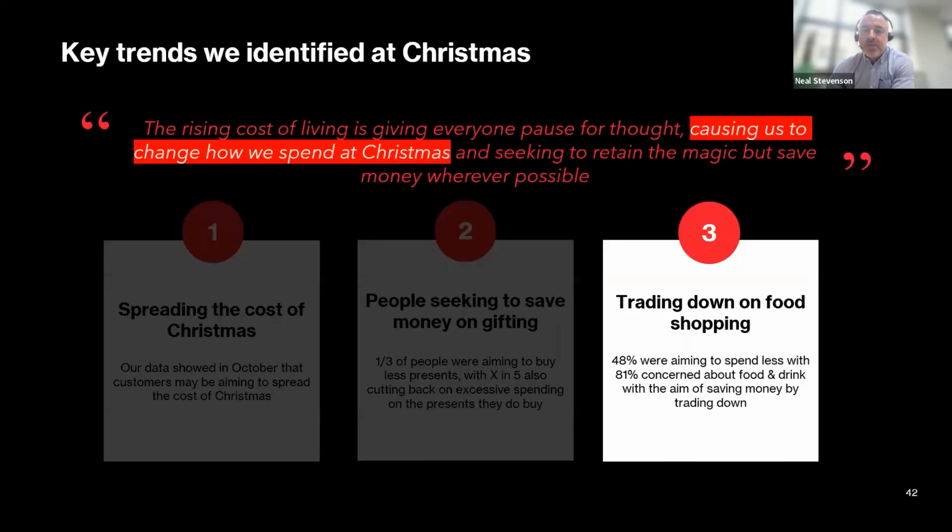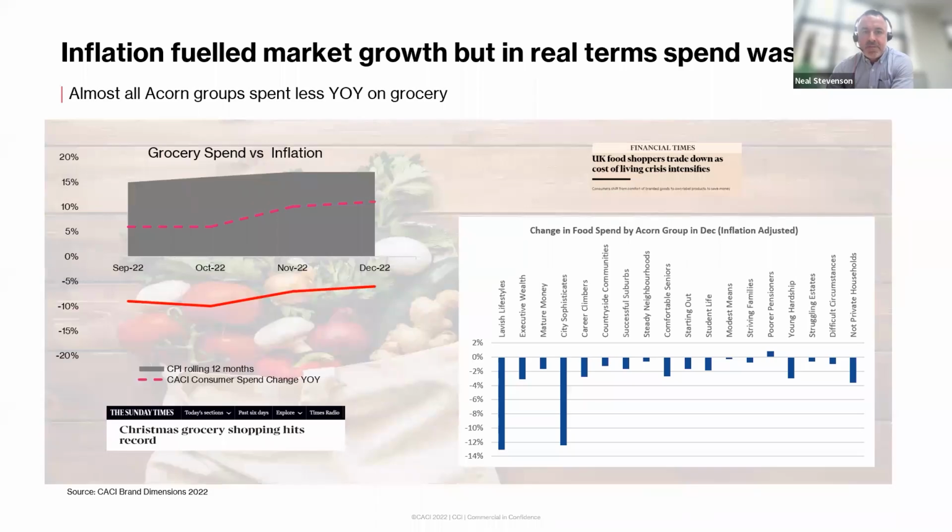But what about the supermarkets? Almost half the people we talked to said they would spend less on their Christmas food shop. So let's take a look at what happened. And the fact is, again, people did exactly what they said they would do. Spend on groceries actually hit a record high in 2022. But we know that was absolutely driven by record levels of inflation. In real terms, actual spend fell.